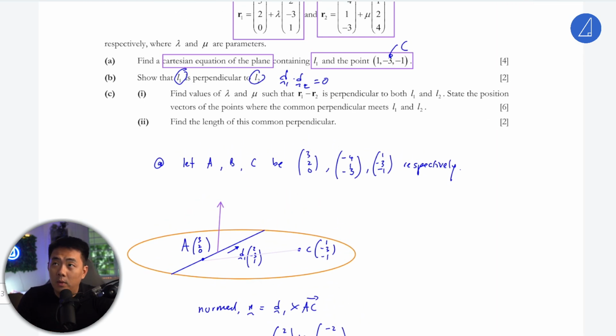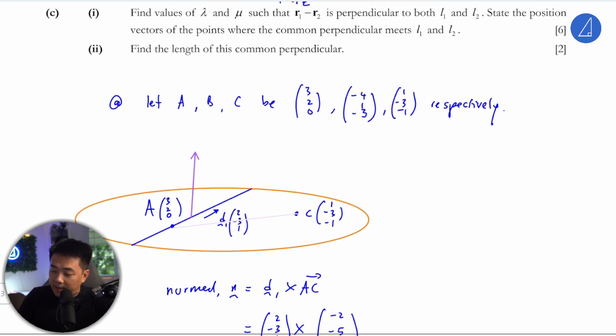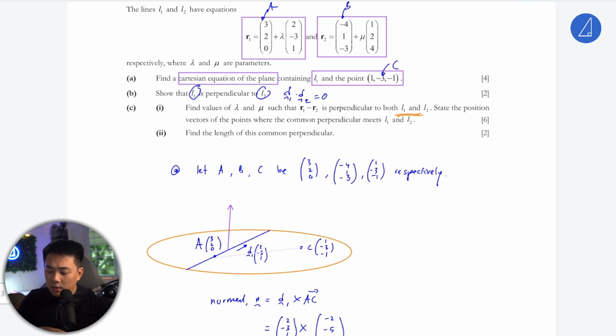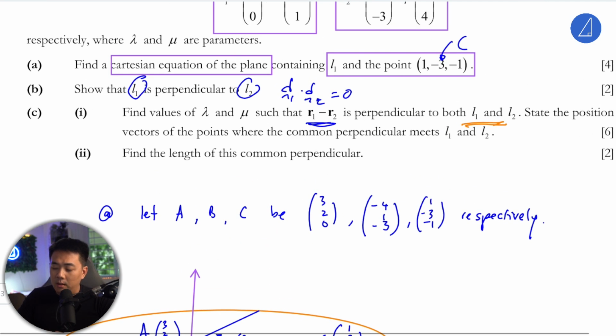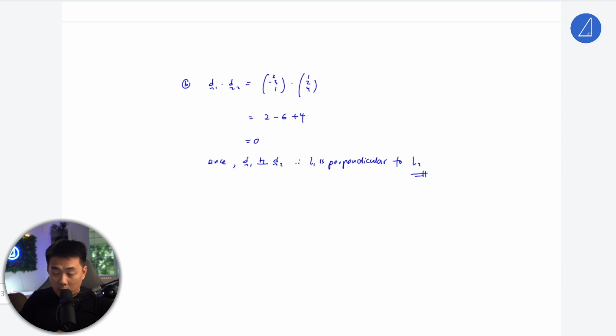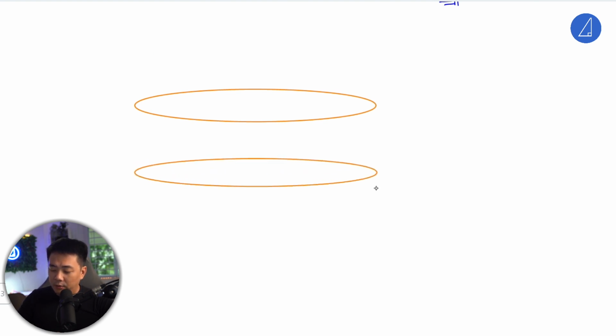Find the values of lambda and mu such that R1 - R2 is perpendicular to L1 and L2. Hence, find the position vectors of the points where the common perpendicular meets L1 and L2. Firstly, try to understand what the question is asking. What's R1 - R2? This is perpendicular to both L1 and L2. Now, L1 and L2 are told to be perpendicular to each other, so we don't assume they're intersecting. I think that's the crux. Try not to assume they're intersecting.